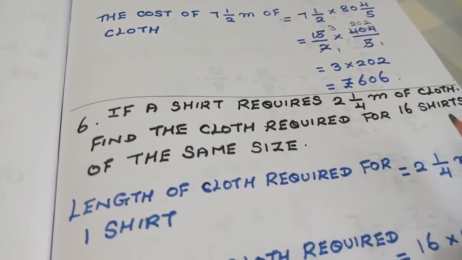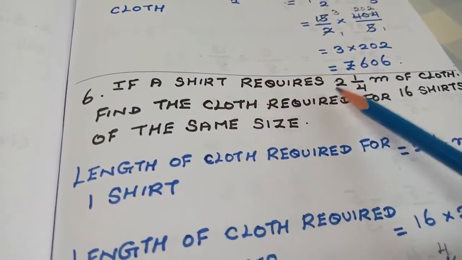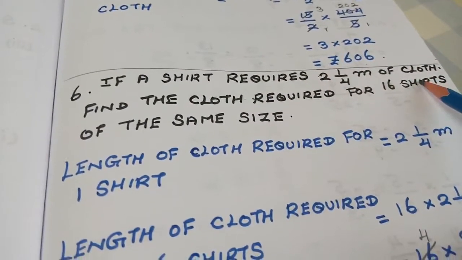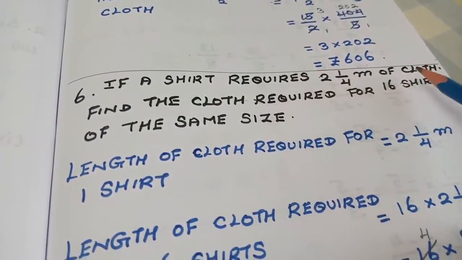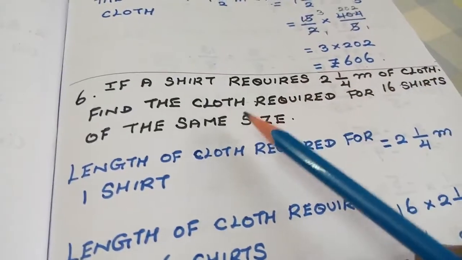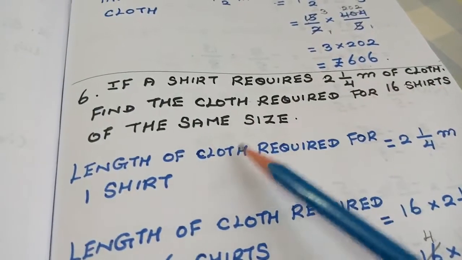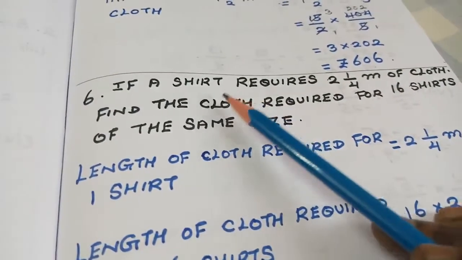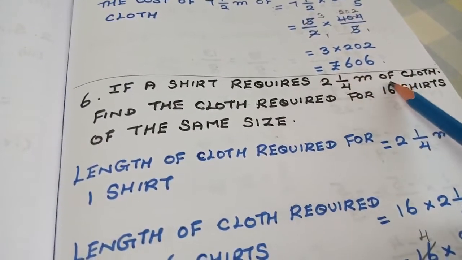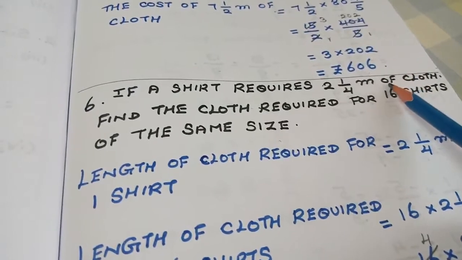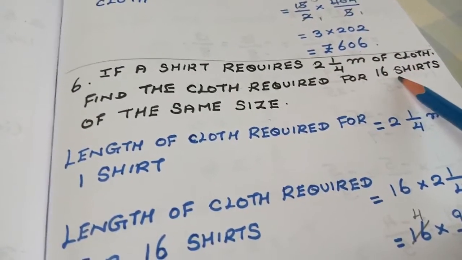Coming to the last question in this exercise. If a shirt requires 2 1/4 meter of cloth, to stitch a shirt we require 2 1/4 meter of cloth. So they are asking you to find the cloth required for 16 shirts of the same size. For one shirt, we require this much length of cloth to stitch it. Like that, they are asking you to find for 16 shirts. So that is the concept they are telling here.